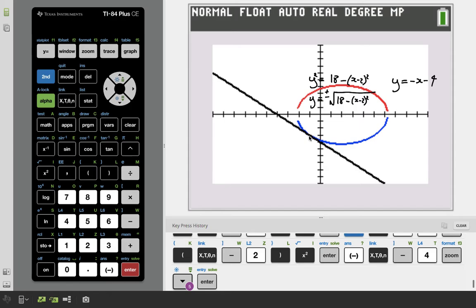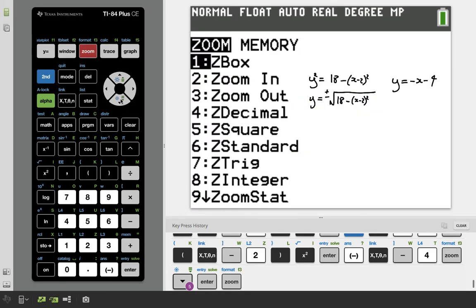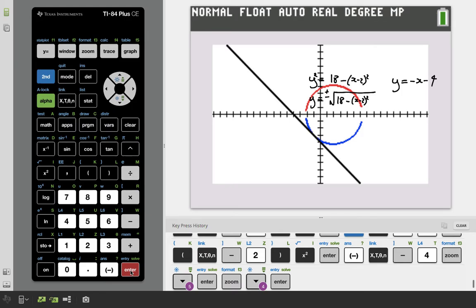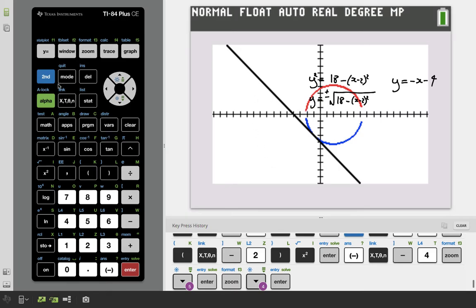Right, I only got one solution. It was at x equals minus 1. Now, it looks like an ellipse. It's not. If you want to see it as a circle, do zoom square. It's just because you've got this widescreen view, if you will. And the screen's a bit tiny.